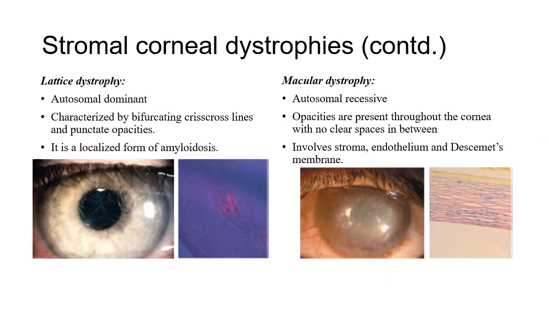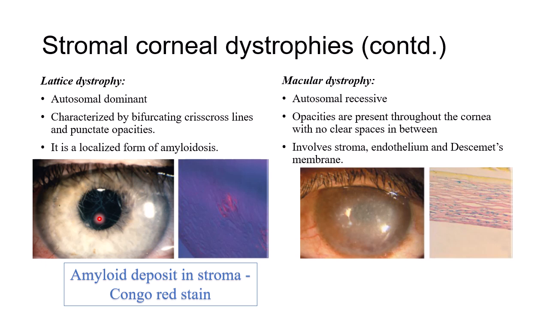Lattice dystrophy. Now you see these crisscross lines in the central cornea looking like a lattice. So that's lattice dystrophy. What is deposited over here? Amyloid is deposited in the stroma, and in pathology you will read that amyloid deposits stain positively with Congo red stain, and this is a picture of birefringence which is seen by amyloid.